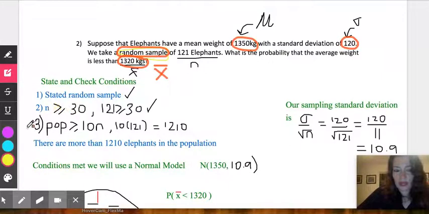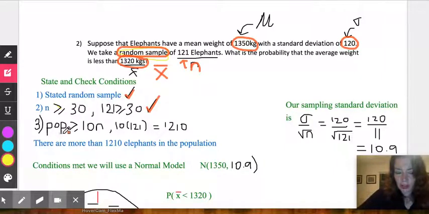The next thing we want to do, step 2, is to show that our sample size is greater than or equal to 30, or if your sample size is not greater than or equal to 30, it needs to be stated somewhere that it was taken from a normal model. But in this case, our sample size is 121 right here. This is our sample size, 121, and that is greater than or equal to 30. So the first two conditions are met.